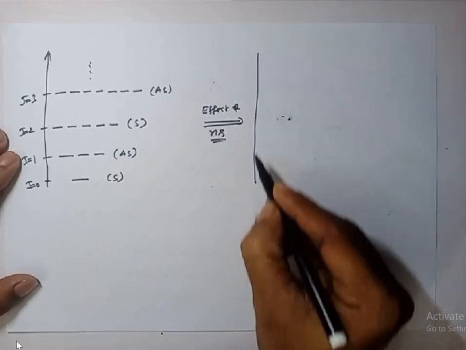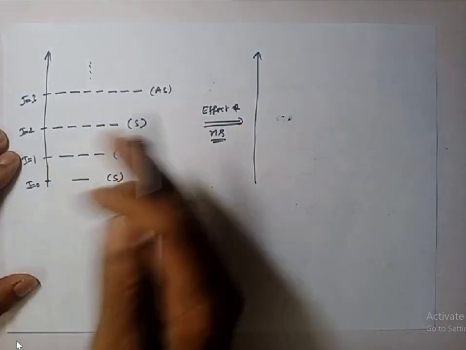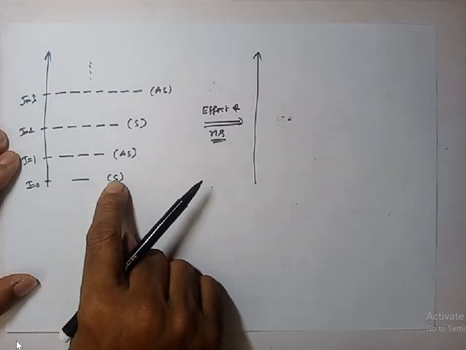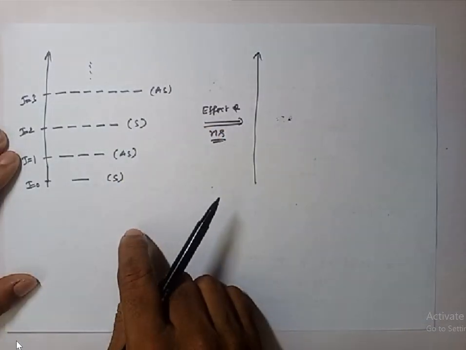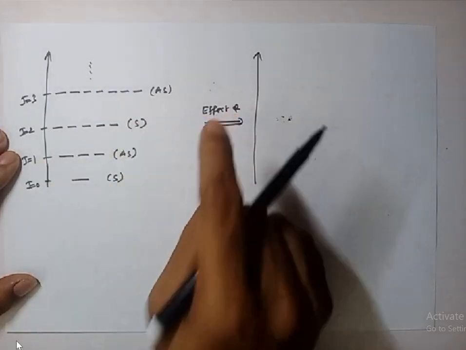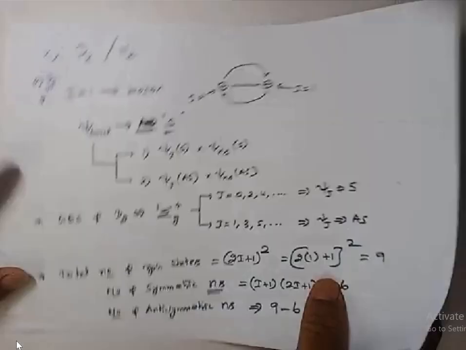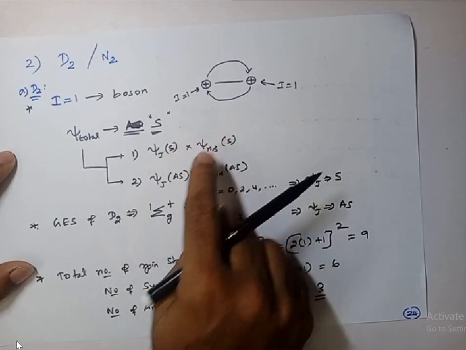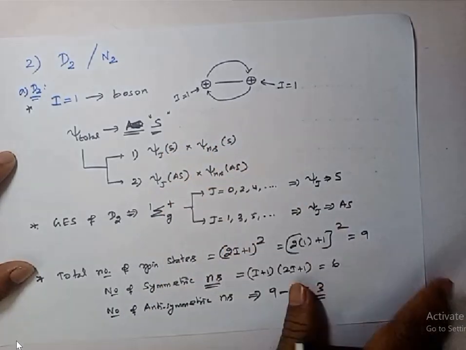Right? Now listen, because of this, what will happen? The total degeneracy gets changed. And you know very well, symmetric will combine with the symmetric, and antisymmetric will combine with the antisymmetric, because I have given this formula already. Symmetric will combine with the symmetric. Antisymmetric will combine with the antisymmetric.